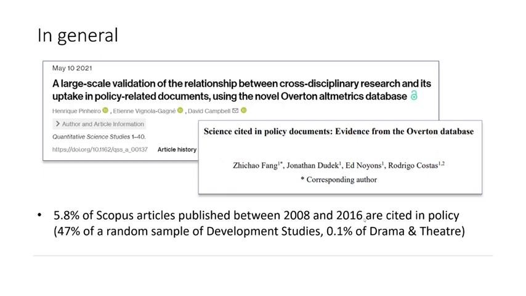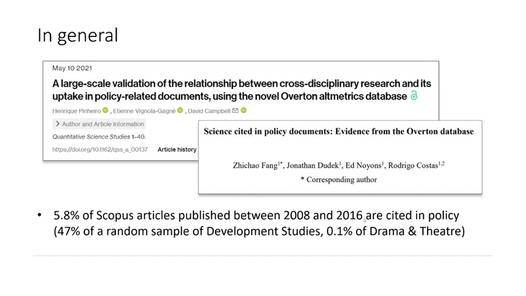In general, a few groups have looked at this. One is CWTS in Leiden, and another is Science Metrics in Canada, which is now owned by Elsevier. They've both looked at this, and they've found similar numbers, which is between 5 and 8% of articles end up being cited in policy at least once.